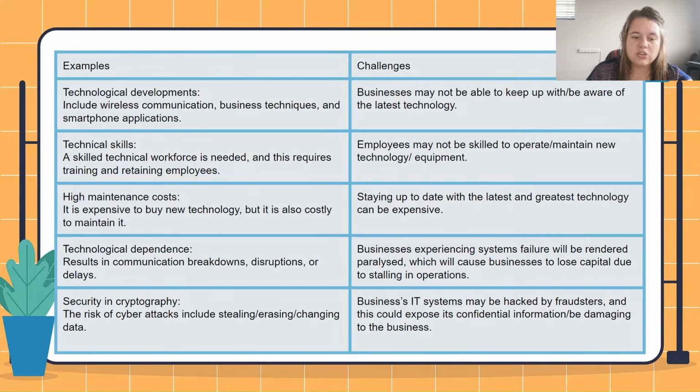Technological dependence results in communication breakdowns, disruptions, or delays. Businesses experiencing system failure will be rendered paralyzed, which will cause businesses to lose capital due to stalling in operations. So with this, there was a very good example of what happened to Ticketmaster when the Taylor Swift sales went out.